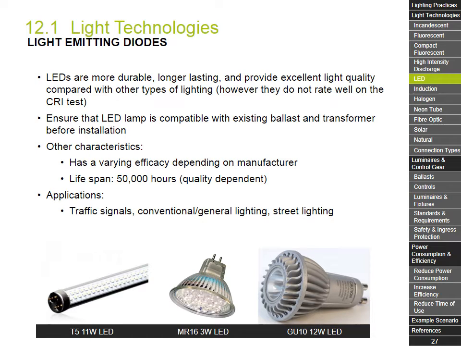When purchasing LEDs, be careful to check the specifications given by the manufacturer, as they can sometimes be misleading. For instance, they may quote the instantaneous light output instead of the average light output. The instantaneous output is often only achieved for a few milliseconds on startup, whereas the average output is the maintained lumens. Some applications of LED lamps or lights include traffic signals, conventional or general lighting, and street lighting.